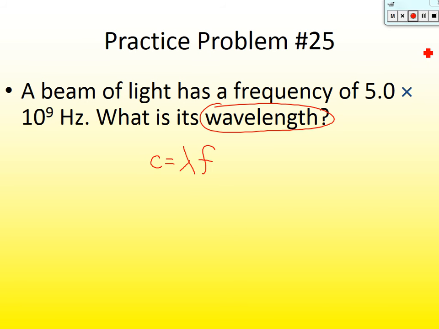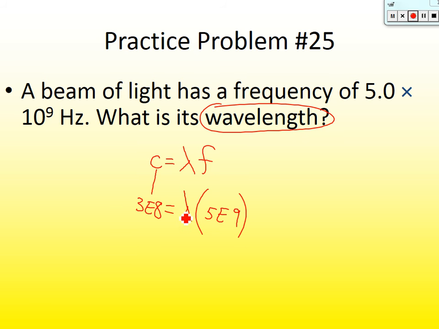Okay, so hopefully at this point you have the answer, but here's how I would do a problem like this. Let's substitute in. What does C equal, guys? 3e to the 8th. It's the speed of light. It is equal to wavelength. Now we don't have the wavelength. That's what we're supposed to find. And we're going to times that by the frequency. It did tell us the frequency was 5 times 10 to the 9th hertz. So now we have an equation, one unknown.